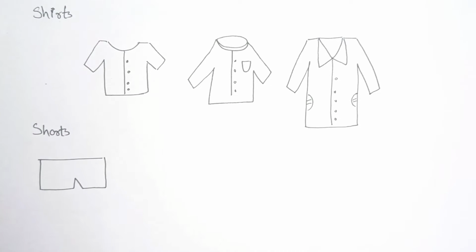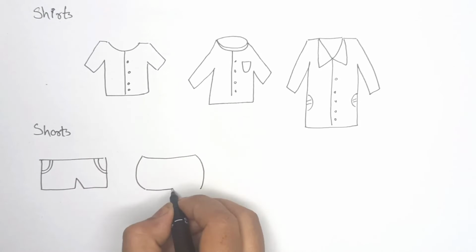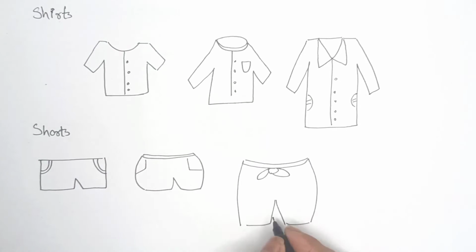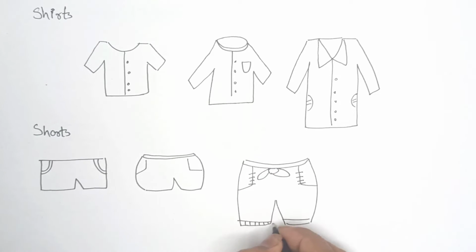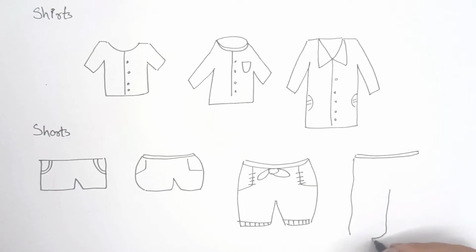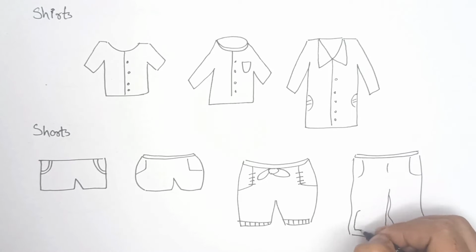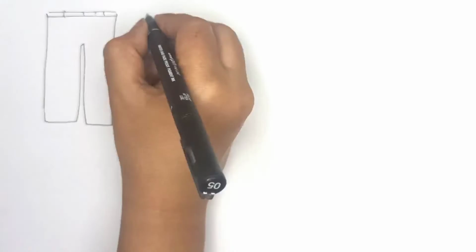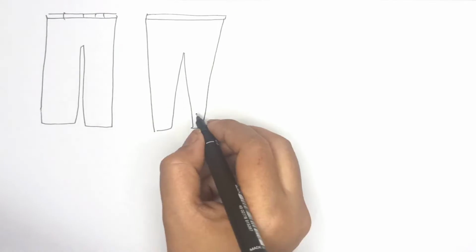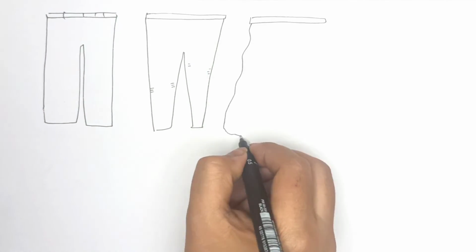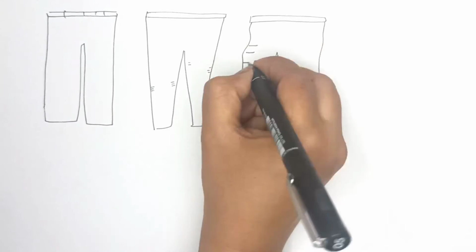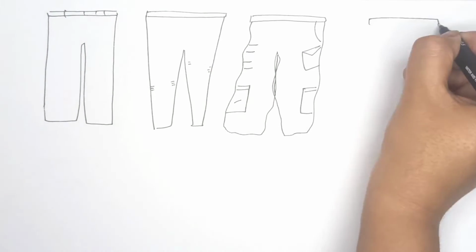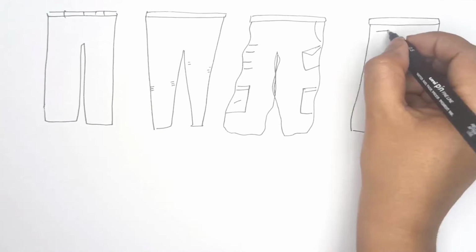For shorts, you need to draw rectangle shape and add inverse V in middle. That's it. After that, you can try add pockets and try to draw different sizes of shorts. Same way, we need to add jeans. You can try normal jeans, pencil jeans, baggy jeans and so on. For baggy jeans, try adding lines of that jeans little wavy and add extra pockets.